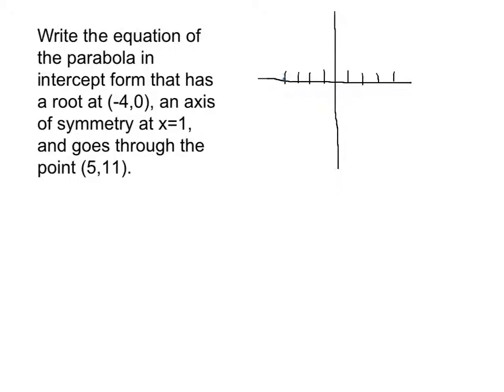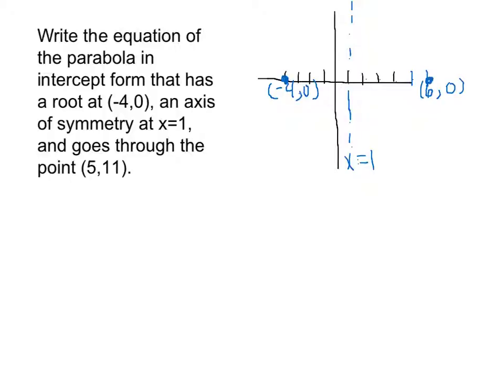First we plot (-4, 0), and then we sketch in the axis of symmetry at x equals 1. Because your axis of symmetry is equidistant from both roots, notice that you're 5 units away from the first root. So if we move 5 units to find the other root, 1, 2, 3, 4, 5, you would be at x equals 6, 0. So we're going to use our two roots to begin our equation in factored form.